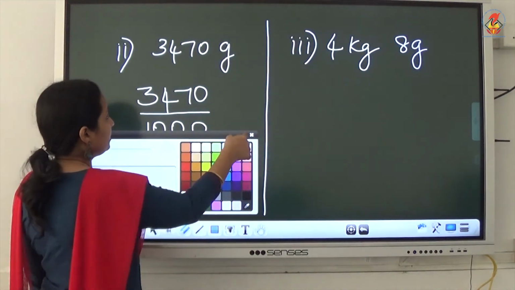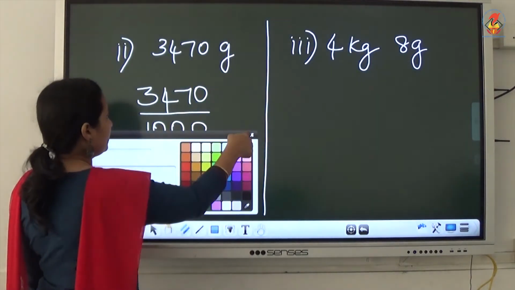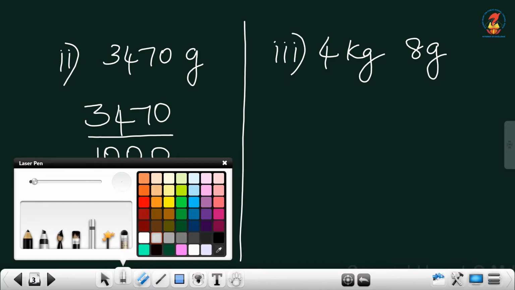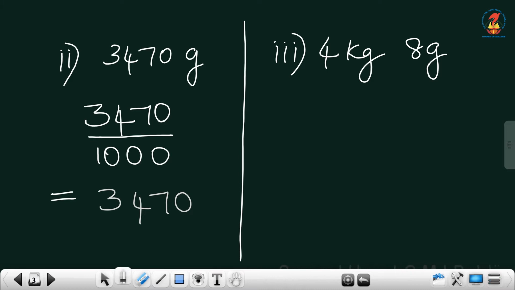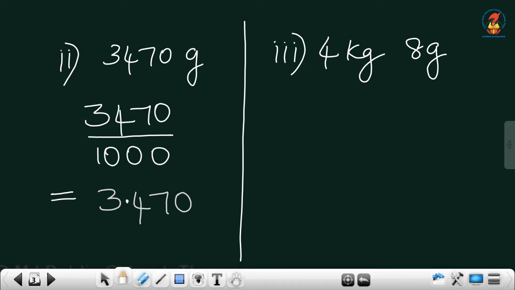So, where will we put the point? The number is 3470. There are 3 zeros in the denominator, so we have to put the point after the 3 digits from the right side. That means first digit, second digit, third digit, then only you put the point. So, what is the answer you will get? 3.470 kilogram. It's clear? Now, move to the next question.